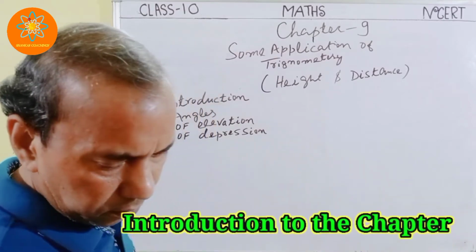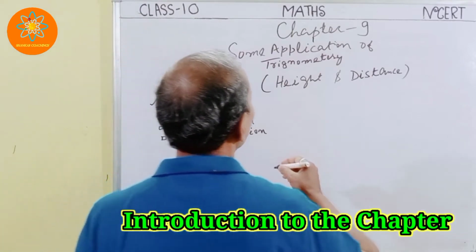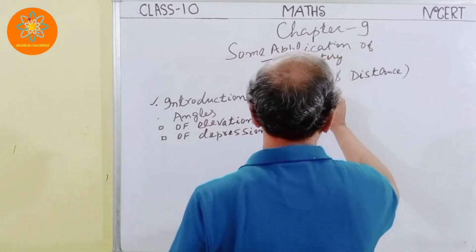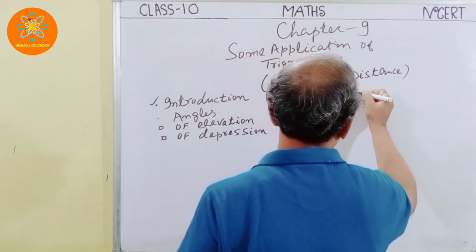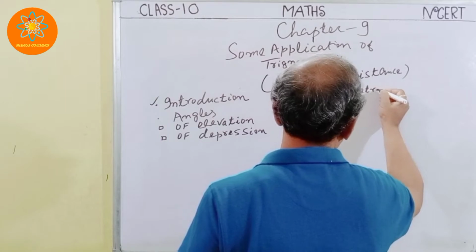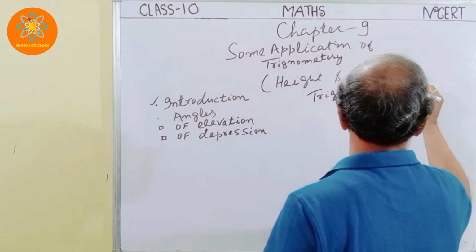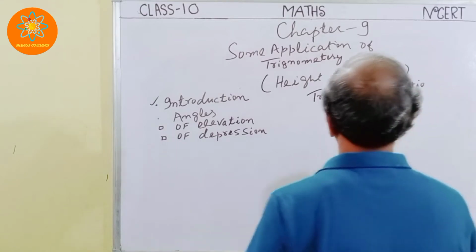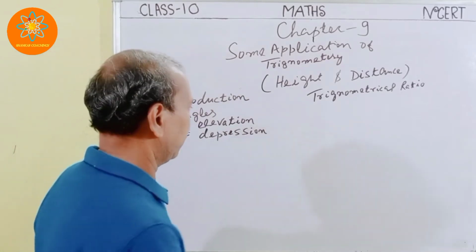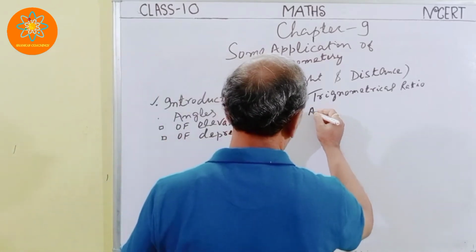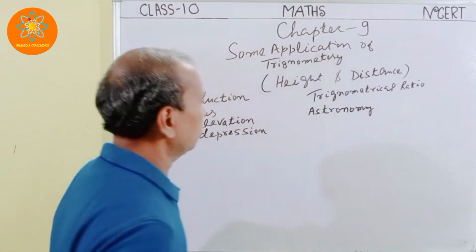In the introduction, the first thing is that we are using trigonometrical ratio. We are using this one, trigonometrical ratio. It is used in astronomy.